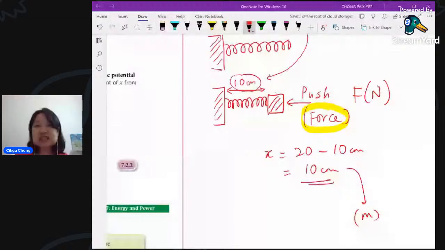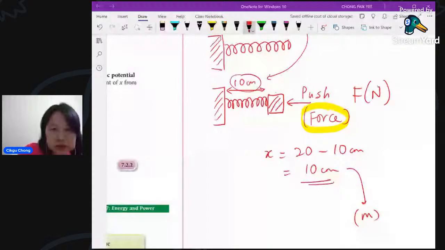So don't use the whole distance. This is wrong. Let's say now it is 25 cm. Okay, don't put 25 cm, because X is the change. The original was 20, and now it becomes another 5 longer. So your X, don't put 20, put 5.